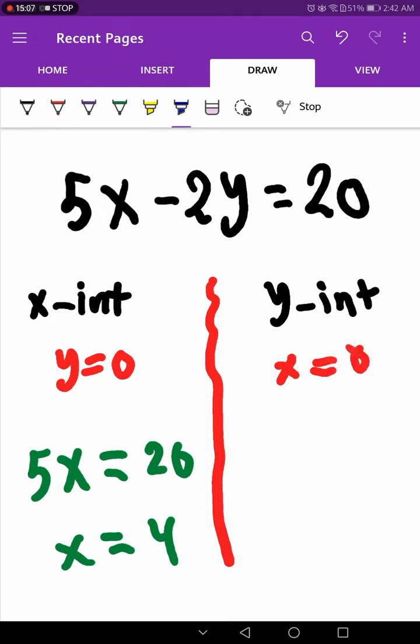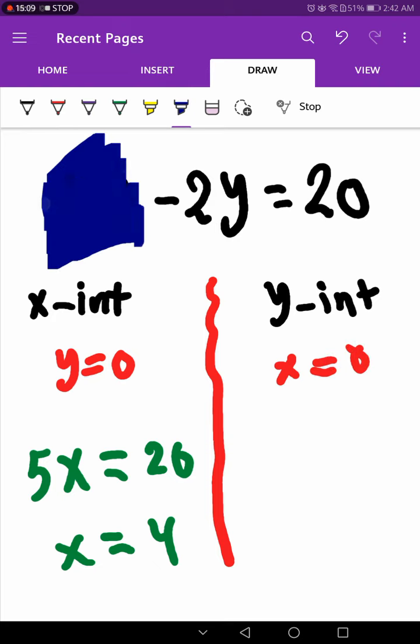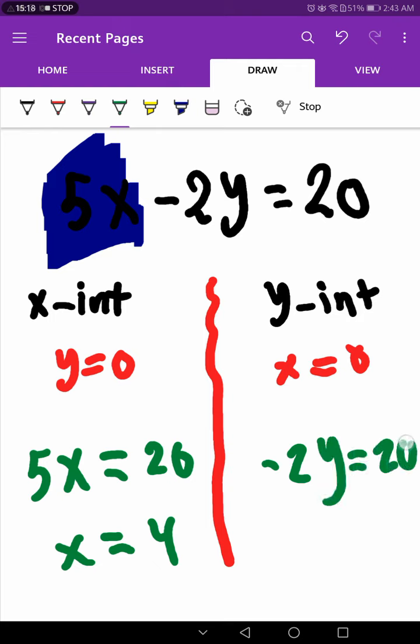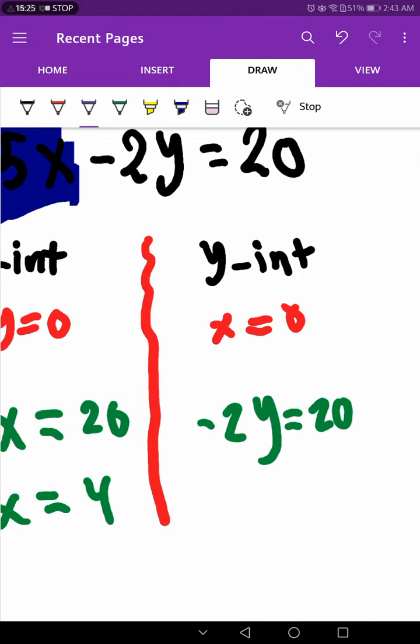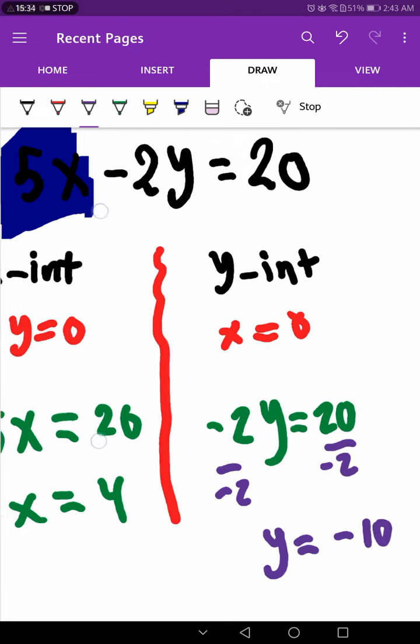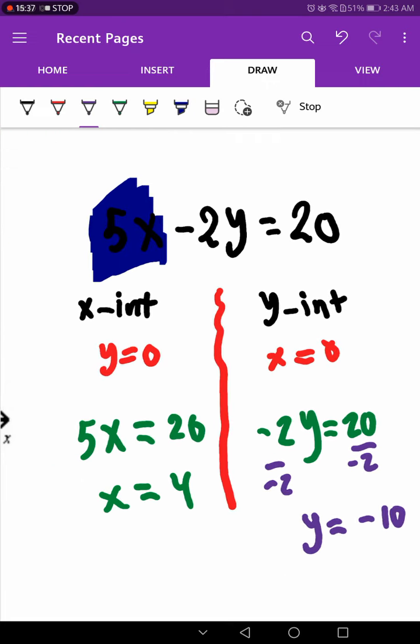For the y-intercept, x equals 0. That means you have to hide the x and its accessories. What is left? Yes, negative 2y equals 20. From where do you get it? From here. Okay? Now divide by negative 2, divide by negative 2. So y equals negative 10. Okay, my dear student? So the x-intercept is 4.